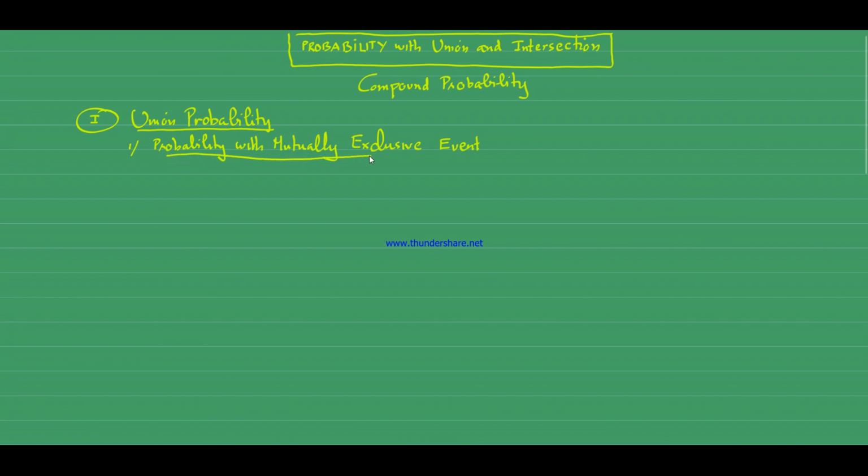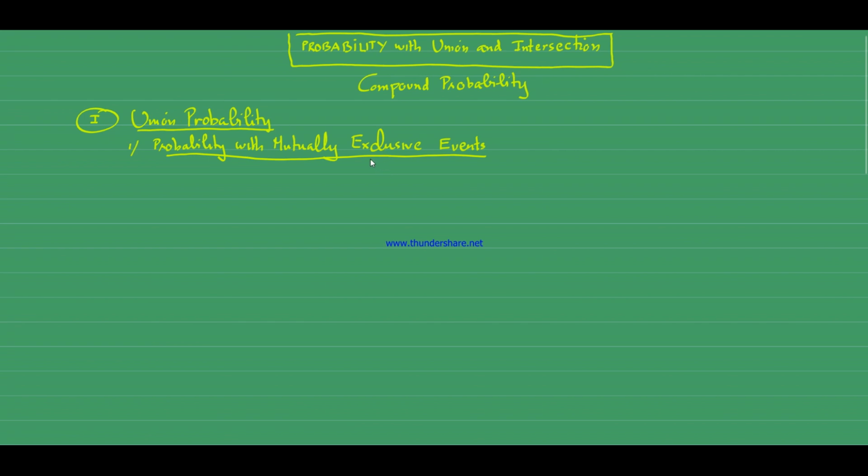Let me explain the word. Mutually exclusive event means that two events are exclusive from each other. It means they don't have anything in common between each other. The second type is probability with non-mutually exclusive events, where exclusive means not included inside each other. Now we're gonna jump to the first example, then you can see easily.